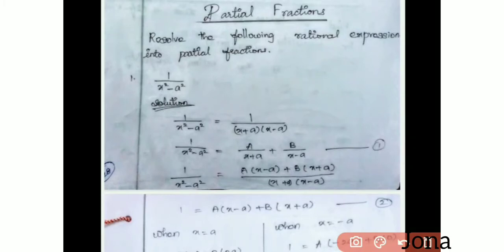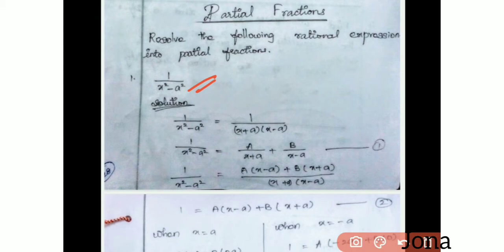Partial fractions. In partial fractions we have three types. Let me see them one by one. Look at the first problem. Resolve the following rational expressions into partial fractions. The first problem is 1 by x square minus a square.